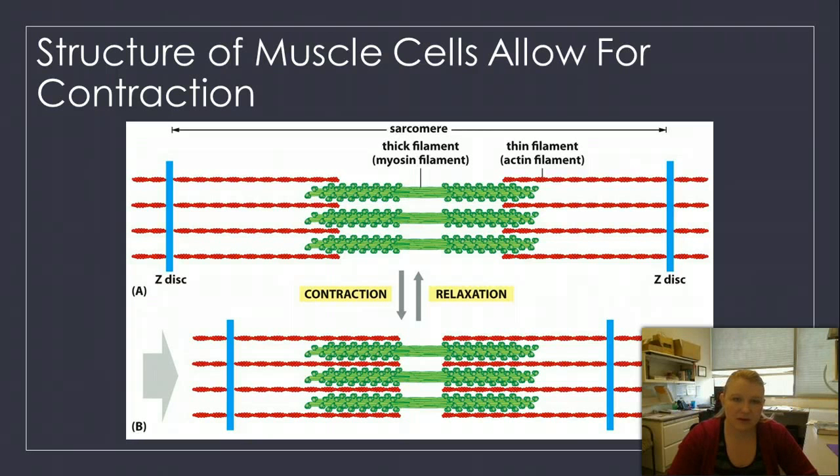And this is a sarcomere here. You can see the Z discs with the actin attached to them on either side, and then the myosin filaments in the middle. What happens is these myosin heads are going to help pull the actin in closer together to form a contraction. And then when they release it, it allows for the relaxation. And when all of these sarcomeres work together, it creates a muscle contraction across the entire tissue.